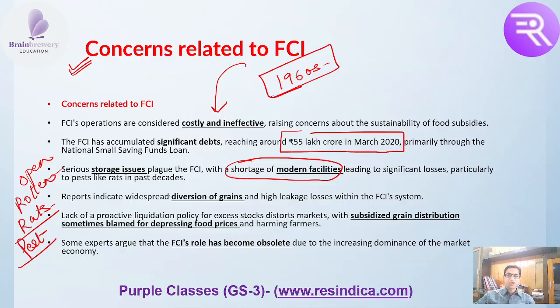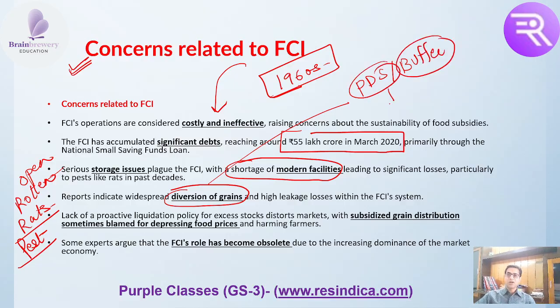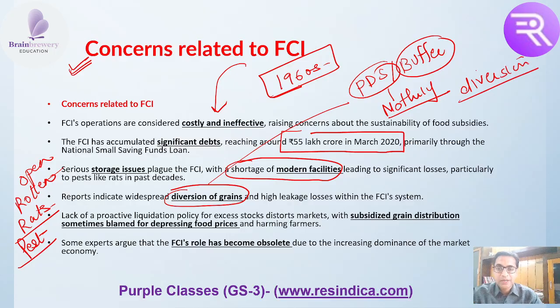Then there is diversion of food grain, because FCI is storing it for PDS and buffer for emergency, and PDS is for monthly needs. There is a lot of diversion happening in the name of PDS. It is supposed to be given to needy people, but actually it is not going there, and it is directly being diverted to the open market for sale. So there is a lot of corruption, in which the product that has to go to the fair price shop is diverted to the open market.